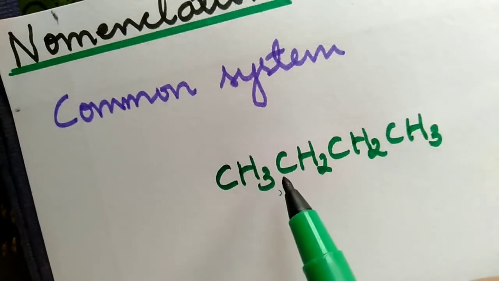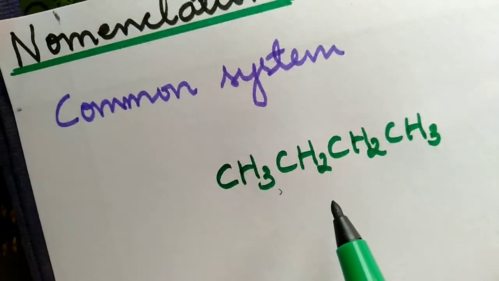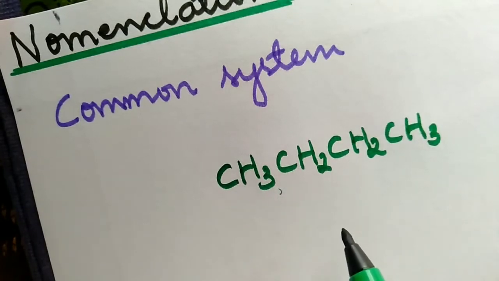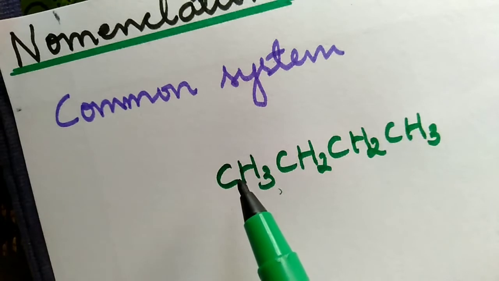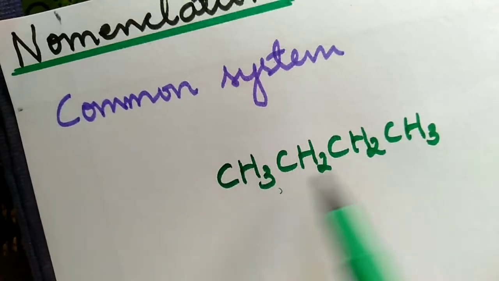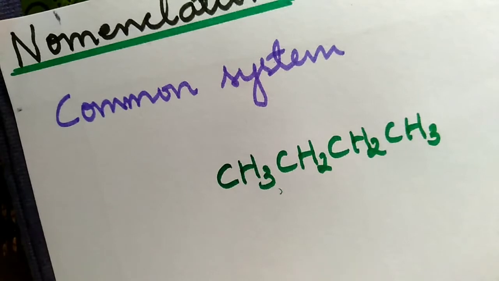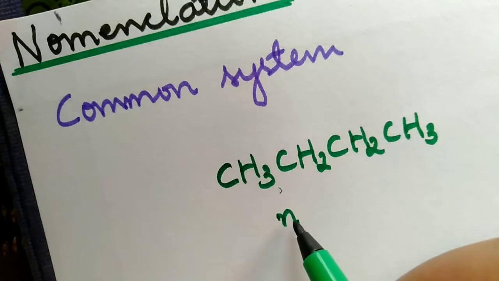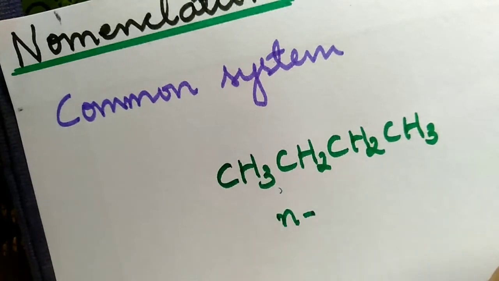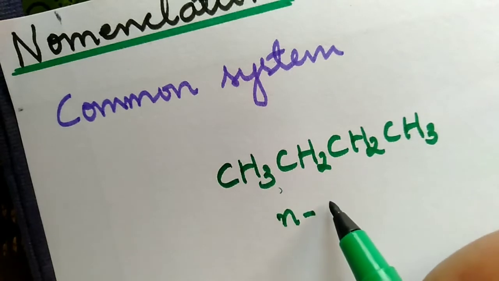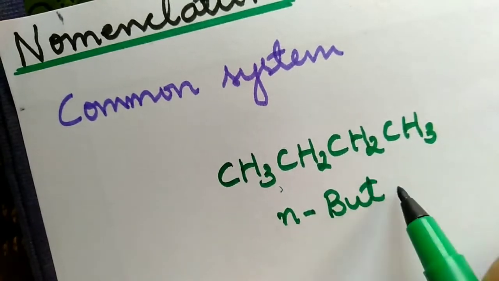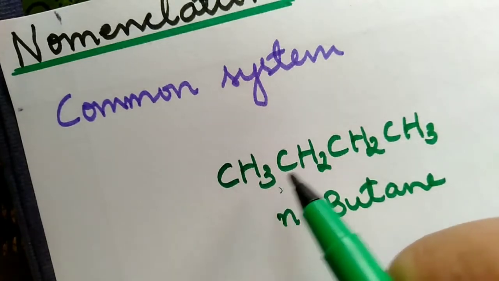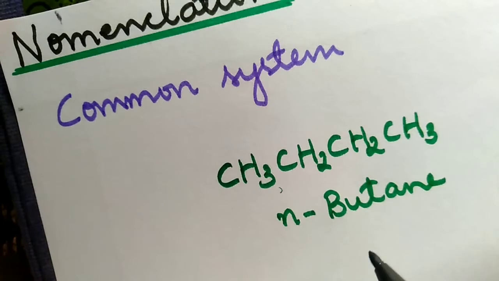How many carbon atoms does this alkane have? It has 4 carbon atoms. And if you look here, all the carbon atoms are in a continuous chain. So the prefix that we have to use here is n, where n means normal. And then after that, 4 carbon atoms, so it is butane. Always use a prefix n when the carbon atoms are in a continuous chain.